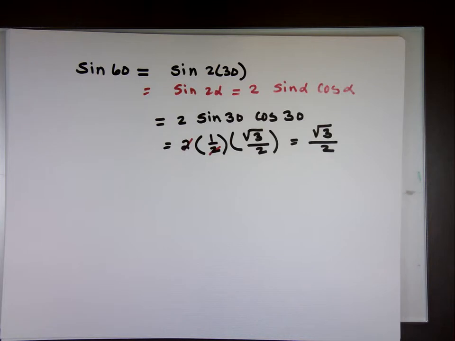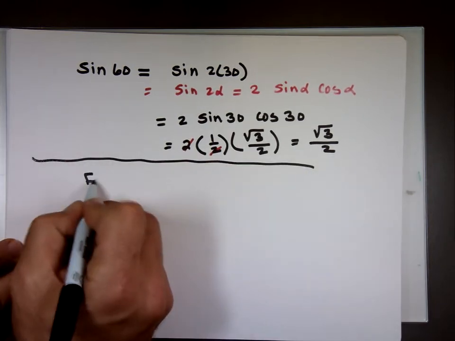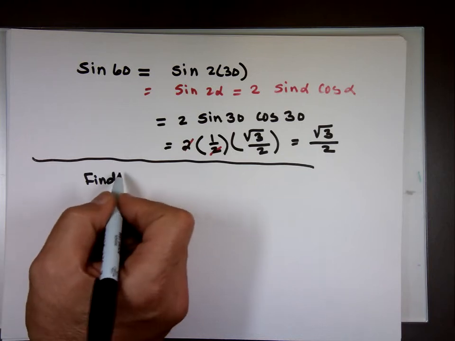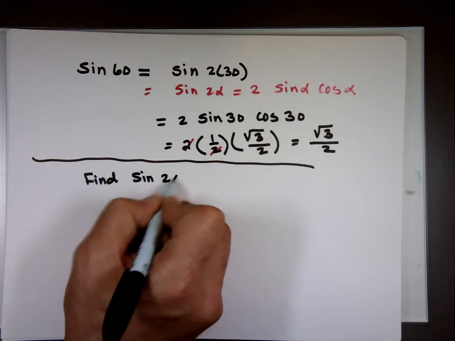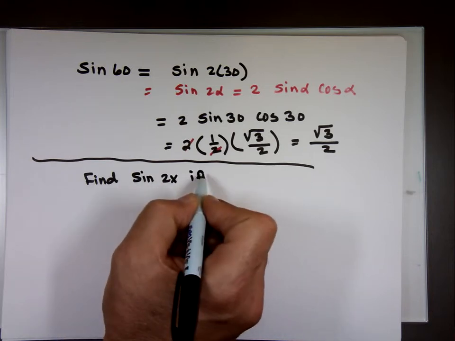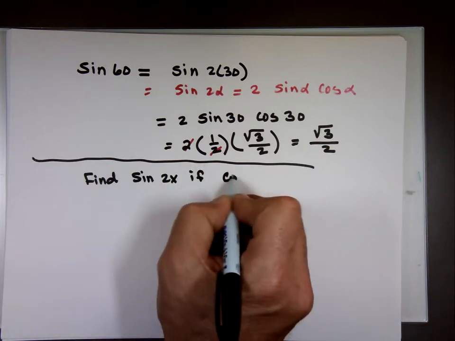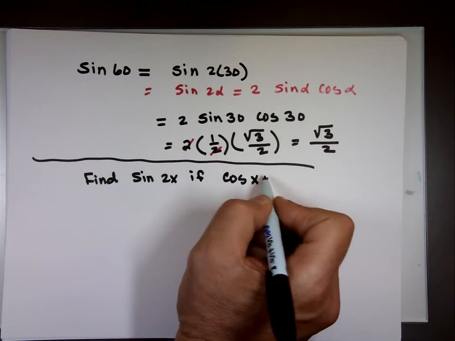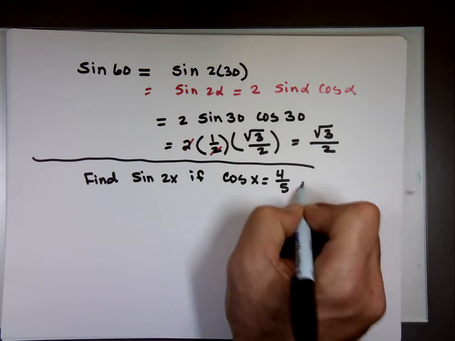Let me try a few things here. Find, how about we'll do this actually. I like this question. Find sine 2x if cosine x is equal to 4 over 5 and you are in quadrant 1.